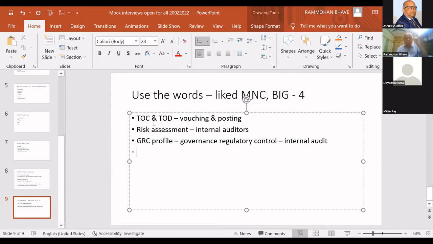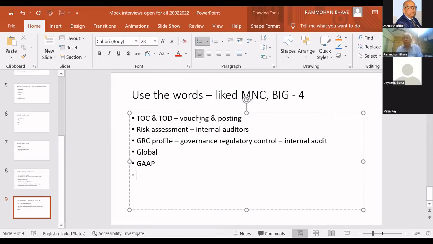Then use the words global. Then use the words GAAP. Even though you want to say accounting standard, you say GAAP. Of course, GAAP generally means US GAAP, but still use the word Indian GAAP if you want to say. Don't say Indian accounting standards. Okay.